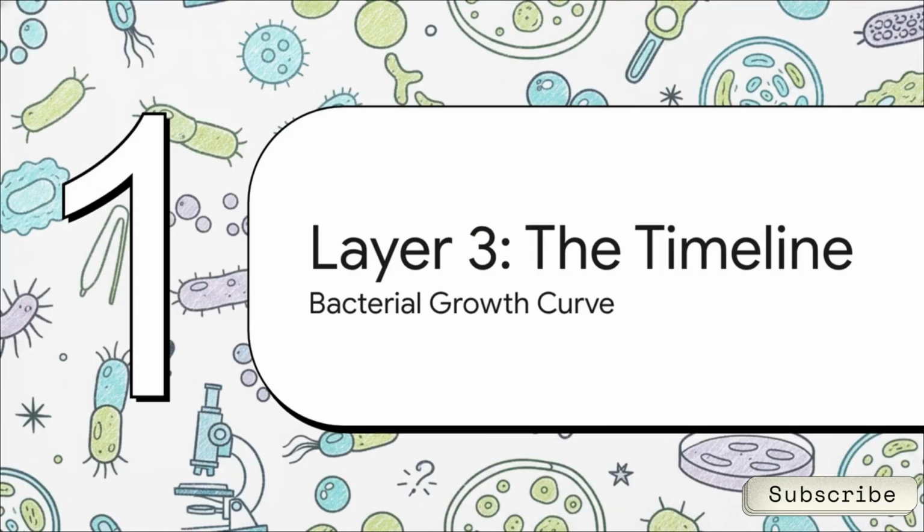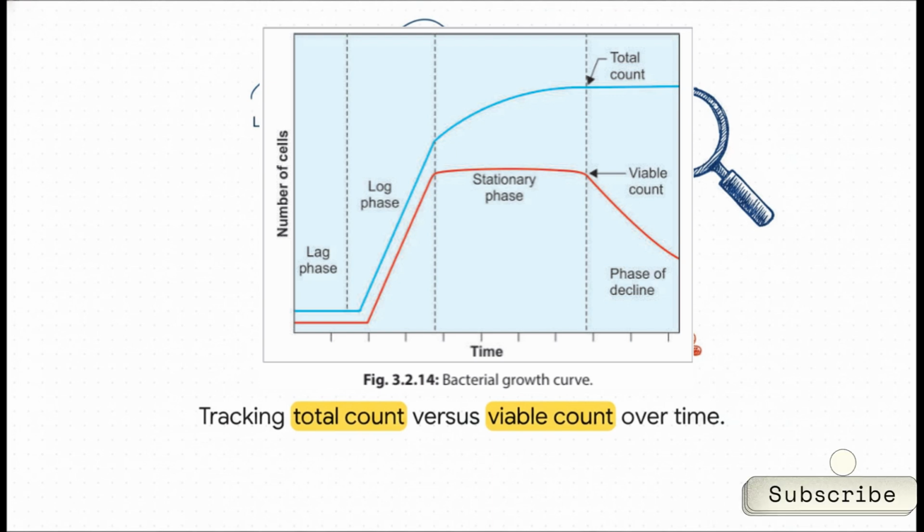Let's hit our final major topic, Layer 3, the timeline. Let's walk through the bacterial growth curve. Okay, here is the classic curve. To lock this sequence right into your memory, I want you to use the acronym LLSD for the 4 phases: lag, log, stationary, decline.